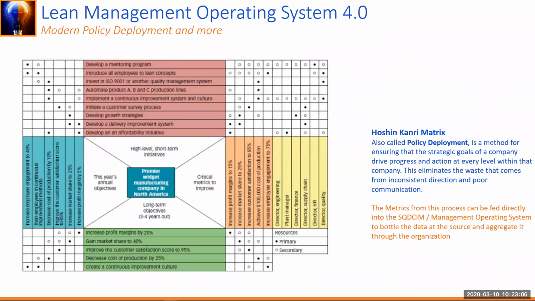If we look at the lean management operating system itself, very commonly this is policy deployment. We have a traditional X matrix here where we're looking at the long-term objectives for the top level, looking at that to the annual objectives, then the short-term initiatives, and what are my critical metrics to improve and so forth. And this is great, but it's very disconnected from the process.